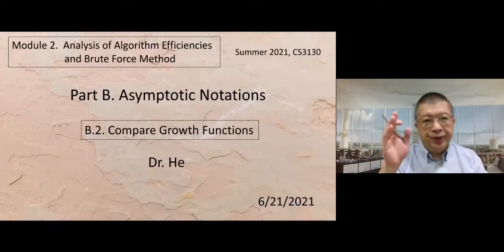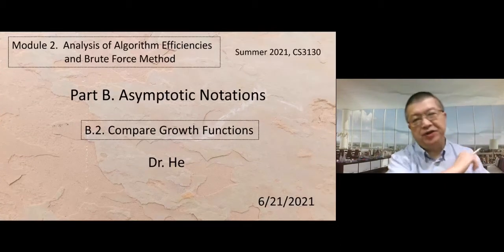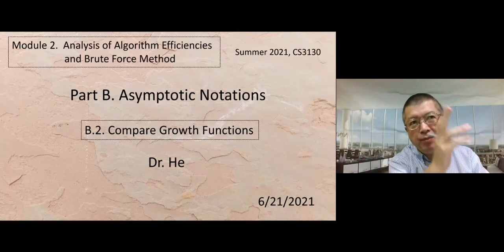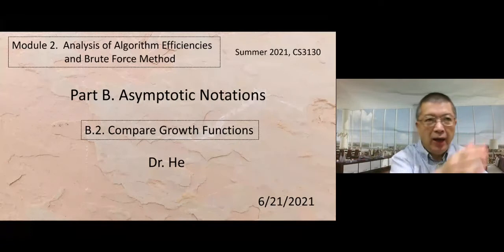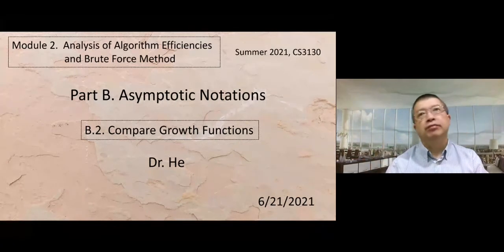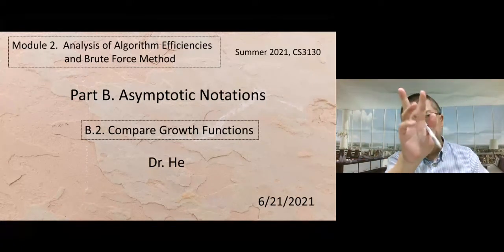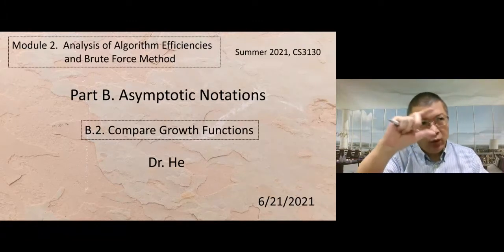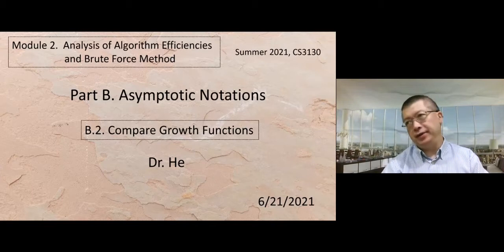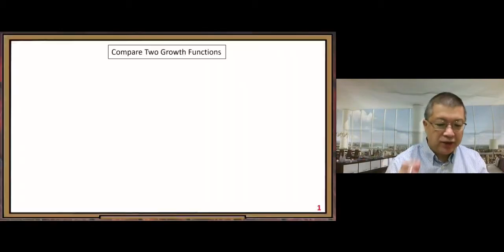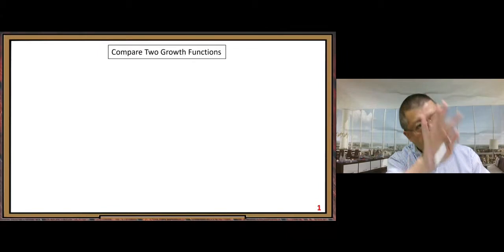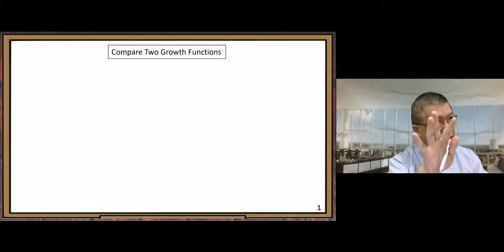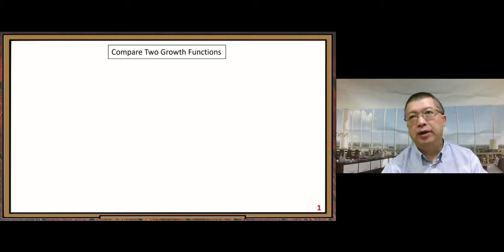Part B.2, compare growth functions. In B.1, we used two different methods to solve that element uniqueness problem, and we got two different solutions, right? In this one, we will compare which one is better. All right, so let's start, compare two growth functions. The concept of growth function was given in part A.